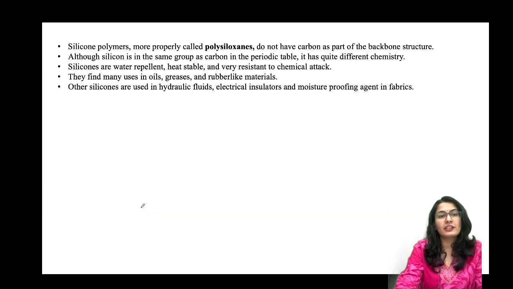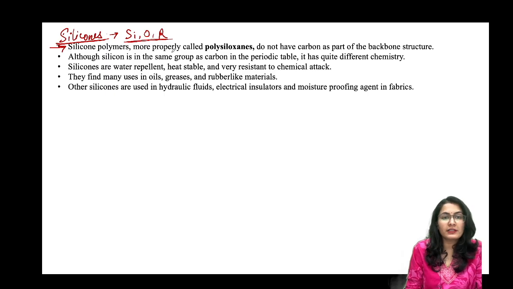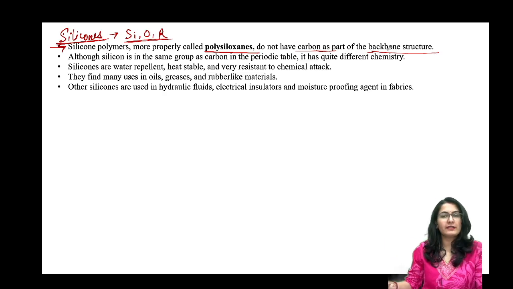Okay. Chalo, let's move onwards and now we are going to talk about silicones. What are silicones? They have been asked mostly in every paper, every year, mostly one paper or the other. Silicones are just synthetic polymers having silicon, oxygen, and some alkyl groups. Now silicone polymers, more properly called polysiloxanes, do not have carbon as a part of the backbone structure. मतलब backbone में नहीं है, it could be present in the substituent but not in the backbone.